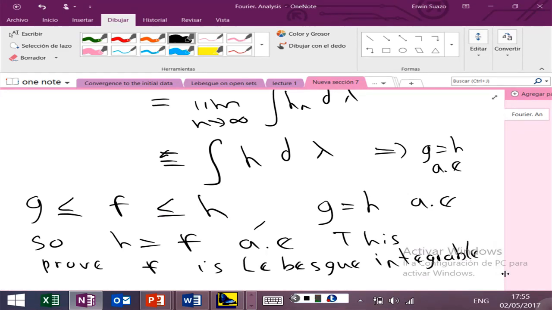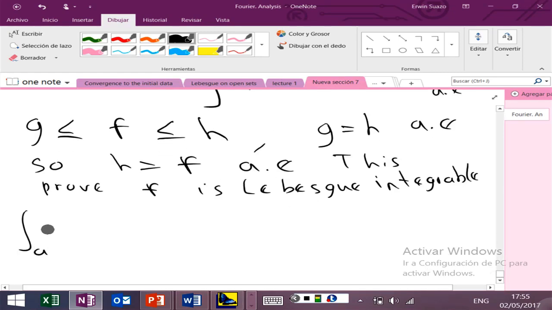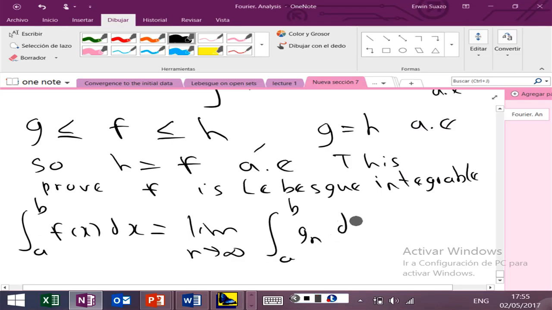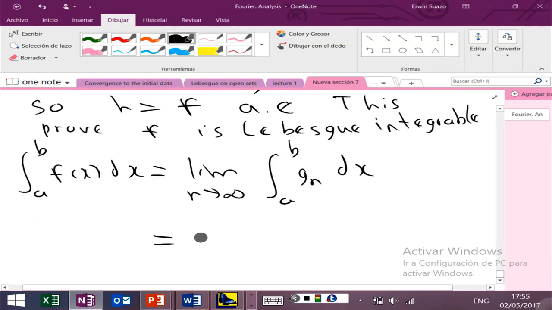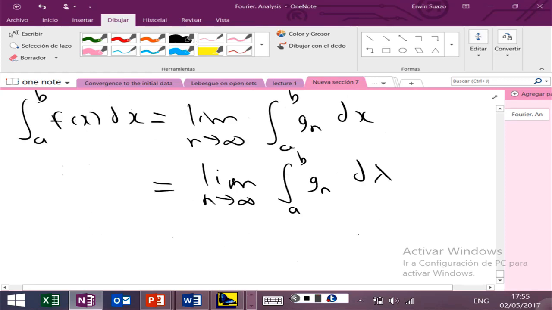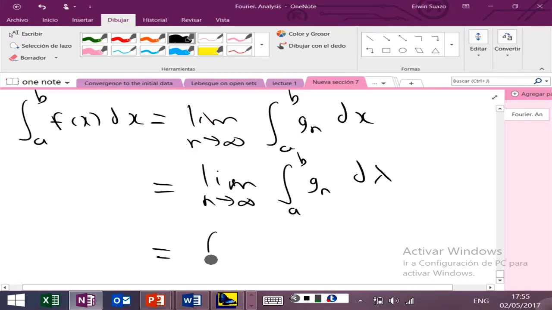And then to finish, the two integrals are the same, because the integral from a to b of f of x dx equals the limit as n goes to infinity of the integral over ab of g_n dx, and this equals the limit as n goes to infinity of the integral over ab of g_n d lambda, and this equals the integral over ab of g d lambda, and this, well, I should say h, is equal to the integral over ab of f d lambda.